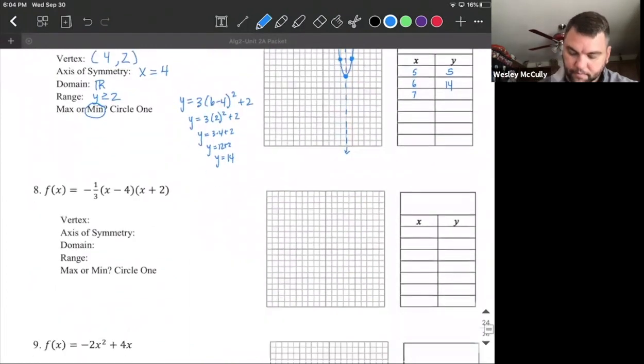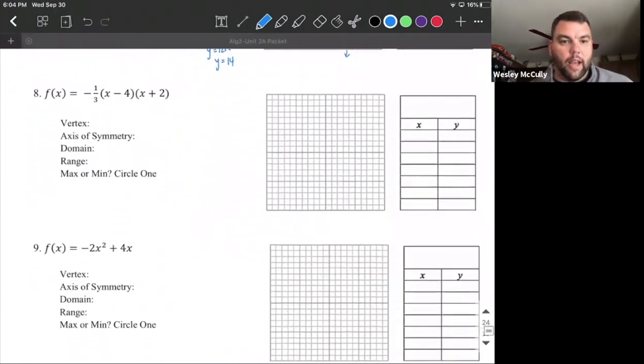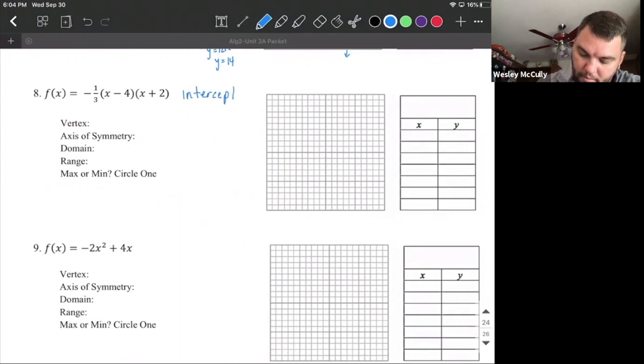Number 8. F of x equals negative 1/3 times x minus 4 times x plus 2. This equation is in intercept form. And for an equation in intercept form, to find the x value of the vertex, I use the formula x equals p plus q over 2. Okay, don't forget when you use the formula, p and q are opposite of what you see. So for p, I will have positive 4, and for q, I will have negative 2. So 4 minus 2 over 2, the x value of the vertex is 2 over 2, which is 1.